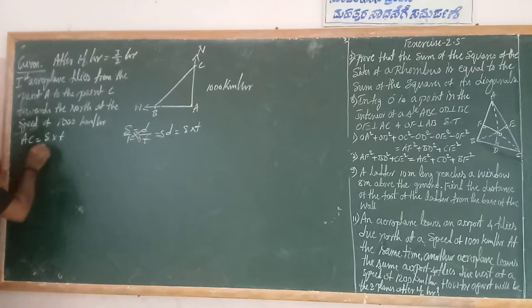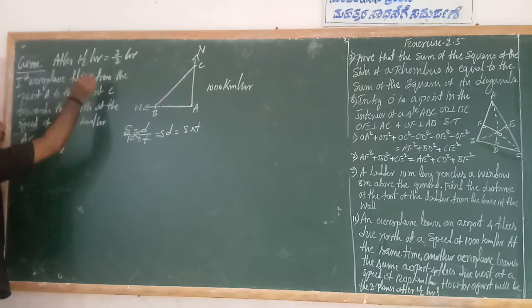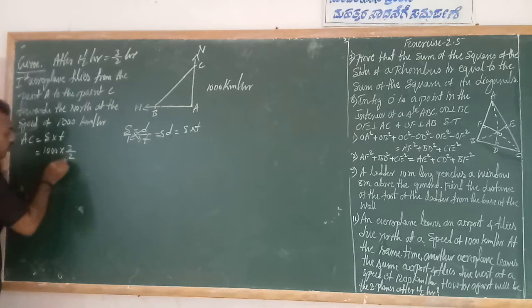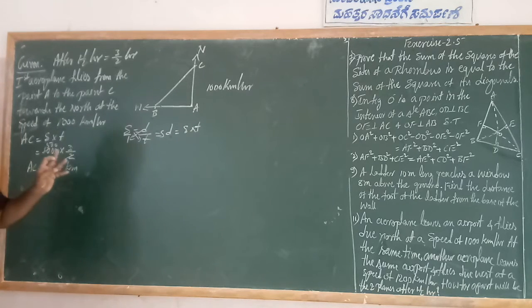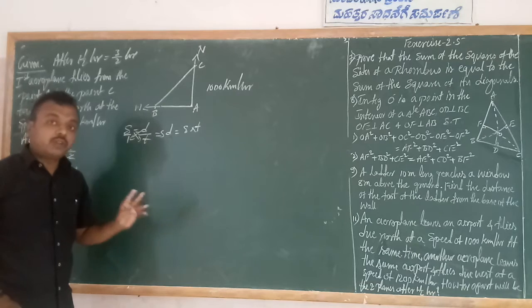So, what is the speed? The speed is 1000 km into what is the time? 1.5 hours means 3 by 2. So 2 ones are 2, 5 ones are 10, 5 threes are 15, so 1500 kilometers. The first aeroplane flies 1500 kilometers after 1.5 hours.